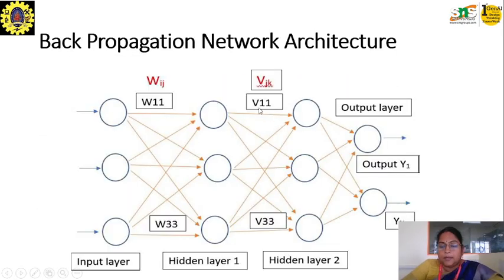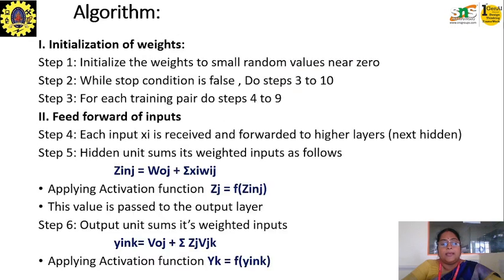Here we calculate the value of y_ink, which is w0k, the bias, added with the summation of the hidden layer output zj into the weight wjk. For this layer also, we calculate the activation function of the output, yk equals f of y_ink. Here y_ink is the input from the second layer's output, so this is what you are going to calculate.